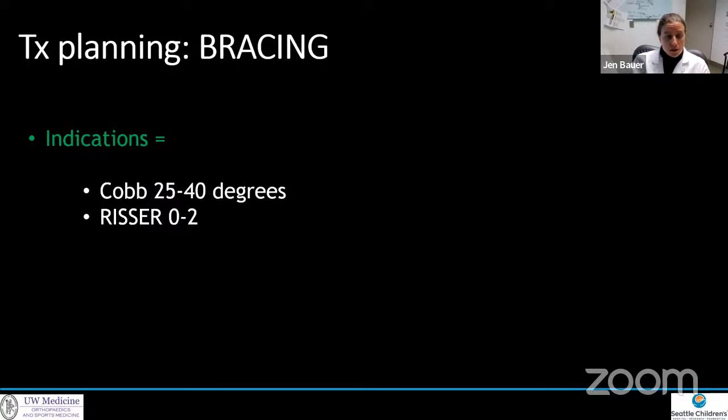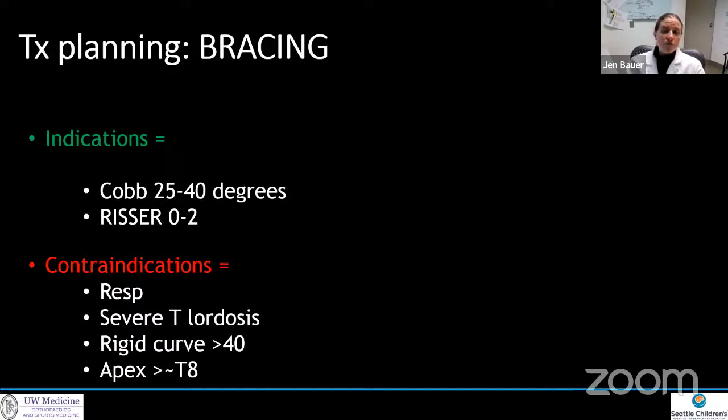So textbook indications for bracing, 25 to 40 degrees, RIS 0, 1, or 2. For me, this includes Sander's 5. 0 to 5 on a Sander score. I'm probably not going to brace a 6. The patients we wouldn't use a brace in, if they have respiratory issues, if they have very severe lordosis, it's very hard to brace. If it's a rigid curve over 40 degrees, they simply don't tolerate the brace very well. And the writing may be on the wall that we're reaching where we would most likely consider surgery, which is at a 50 degrees number.